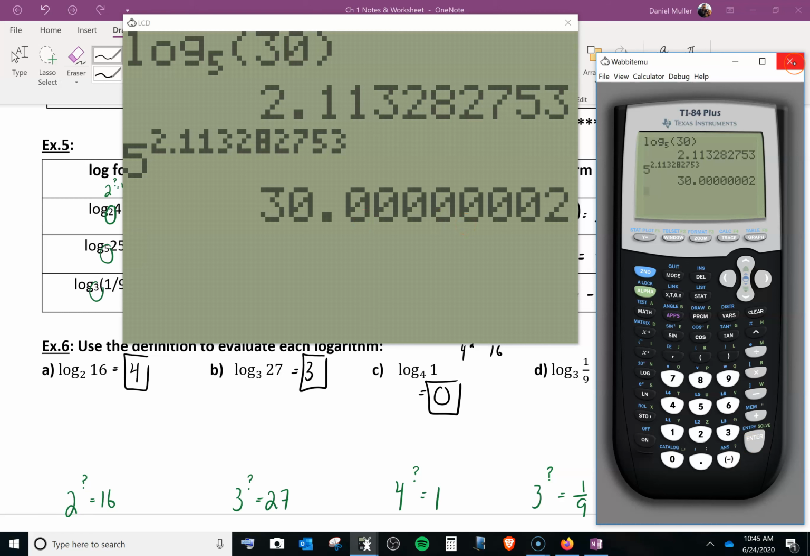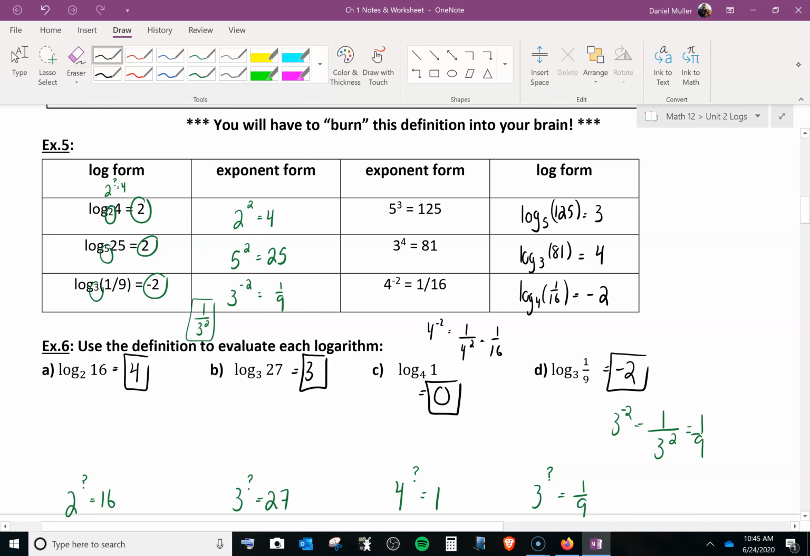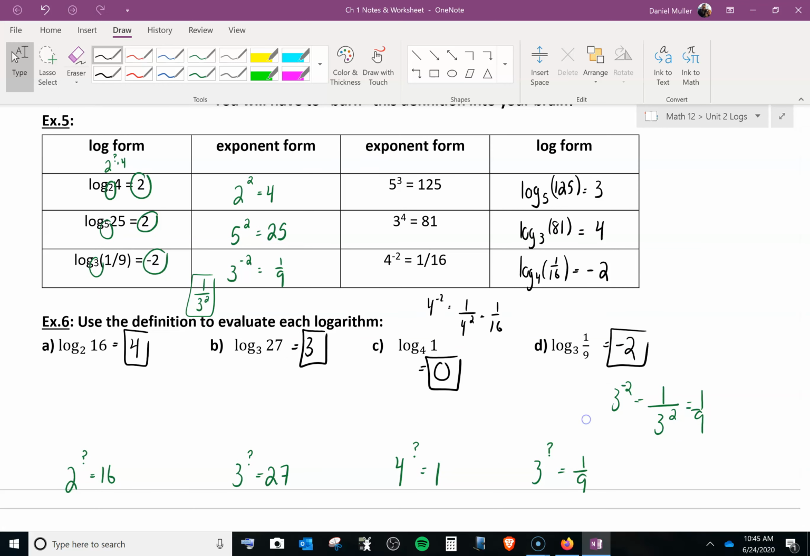So that's how logarithms and exponents are related. So I'll close this, and we're going to do some log laws in the next video.